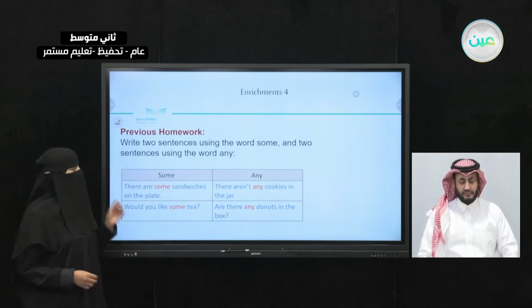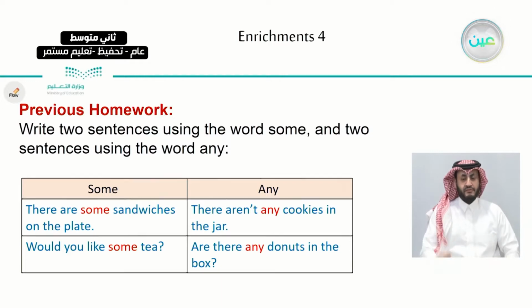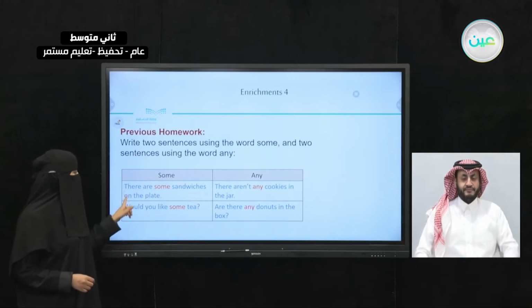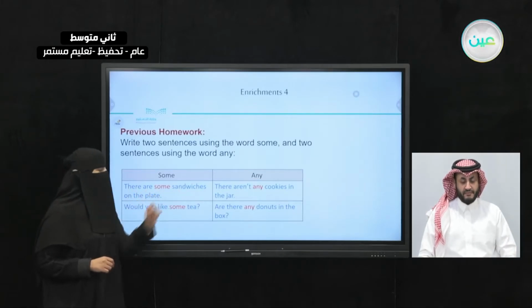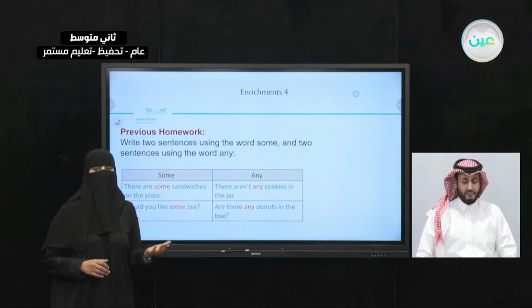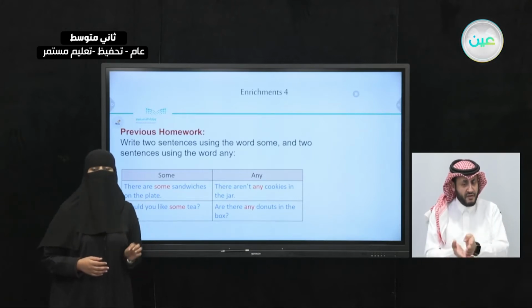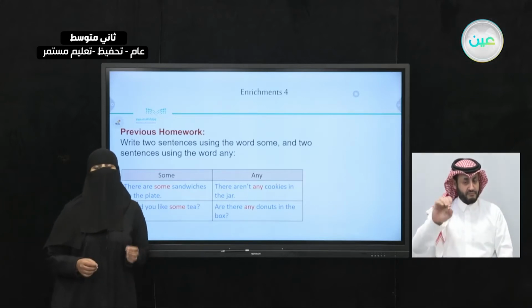We were asked to write 2 sentences using the word some and 2 sentences using the word any. Now, let's take a look at the table here. We have some and any on the table. Let's take a look at the first one. There are some sandwiches on the plate. Here, let's take a look at the structure of the sentence. We said that for affirmative sentences and offering, we use the word some. For negative sentences and in questions, we use any.